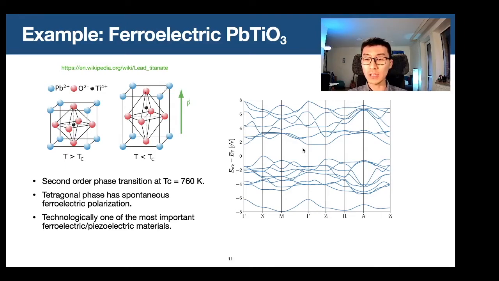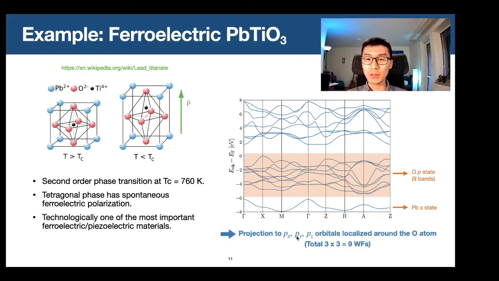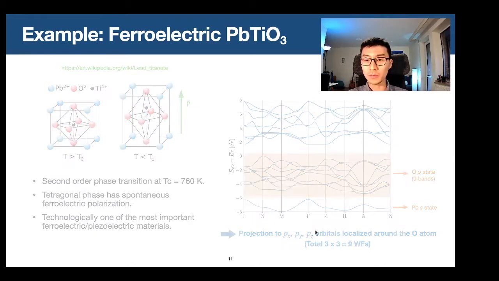So I have done this job, and what I have found is that states here correspond to lead S states mostly, and this bunch of bands are coming from oxygen P states. And what we want to do is obtain Wannier functions in this energy range for 9 Bloch functions. So the natural choice for the initial projection will be to use px, py, pz orbitals for 3 different oxygen atoms. So that's what I'm gonna do.